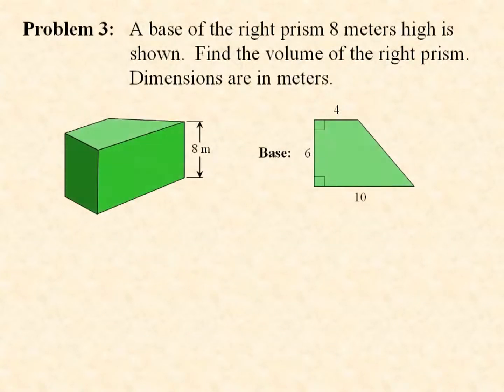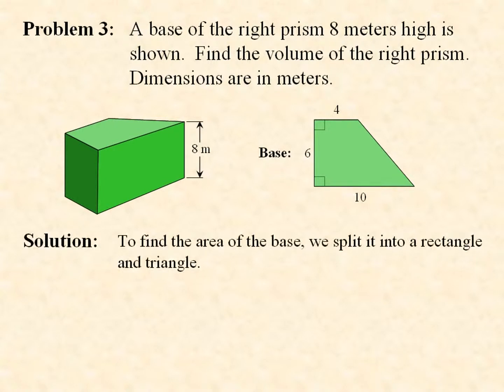Problem 3. A base of the right prism 8 meters high is shown. Find the volume of the right prism. The dimensions are in meters. Well, we have to find the area of the base, and then we can multiply that by the height, 8. To find the area of the base, we split it into a rectangle and a triangle.